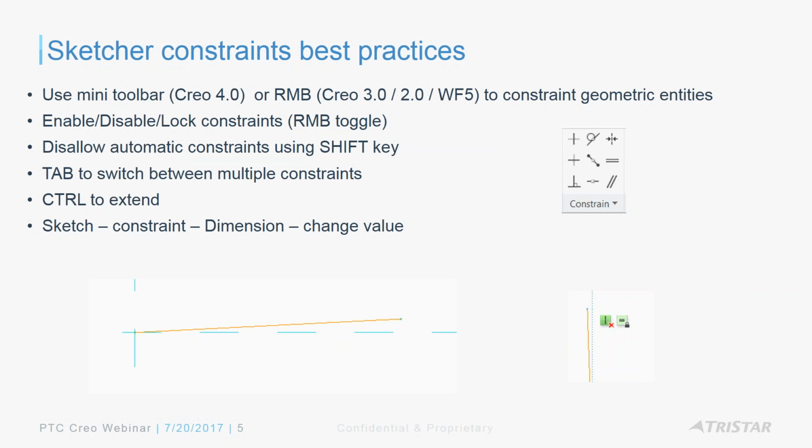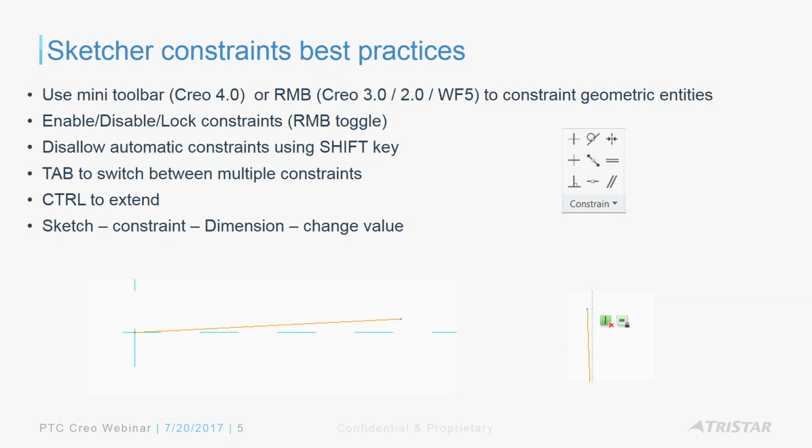Some of you may not prefer the software automatically constraining or snapping to other geometry or references. In that case, you could hold down the Shift key, which will prevent automatic constraining. You could also use the Tab key, so you can switch from one constraint to another constraint, for example. And using the control, if you hold down the control key, you will be able to extend any line or arc quickly. It's a quick workaround to the trim tool, right?